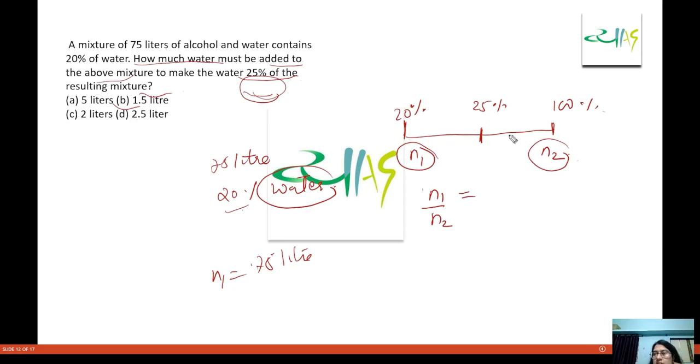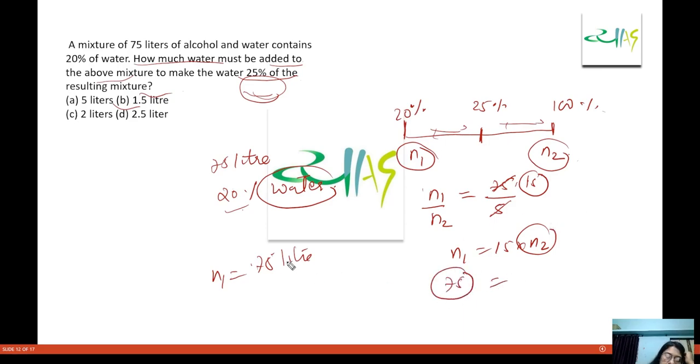is equal to what? This N1 will correspond to this, so you have 75, and this will correspond to this, so you will have 5. So this is what? This is 15 times. Okay, so N1 is equal to 15 times N2. So N1 is equal to how much? 75. Okay, so you will have 15 into N2. Now you know N2 is how much? 5 liters.